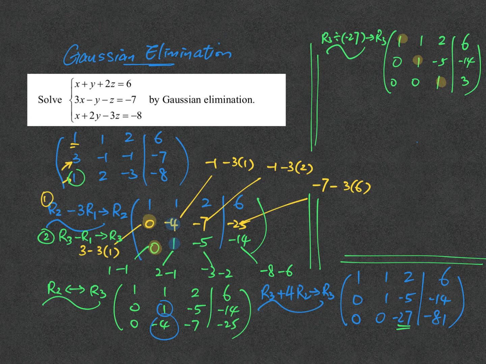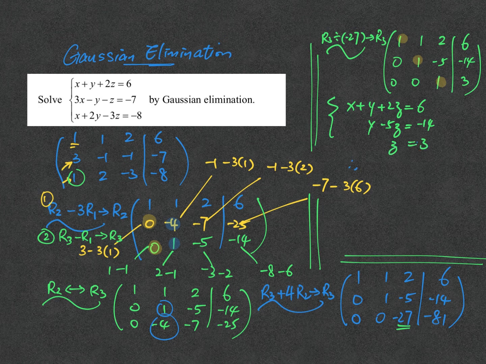So now you need to read the answer by yourselves. Put it back into equation form. Now we have x plus y plus 2z equal to 6. Y minus 5z equal to negative 14. And the most important thing will be at last, z will be 3.